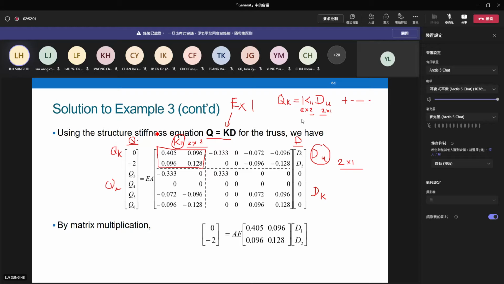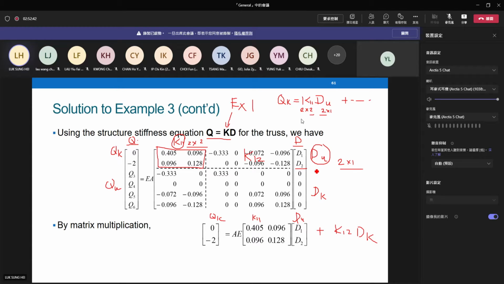I extract them out. QK equal to K1 times DU. By solving this equation, you can find out the unknown displacements D1 and D2. When you go back to the previous theoretical part, there should be something behind, right? K12 times DK. K12 is here. K12 times DK.